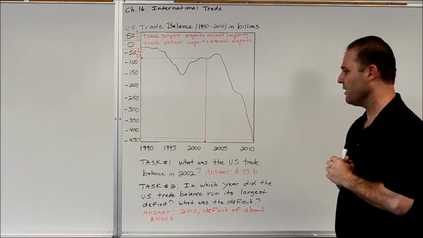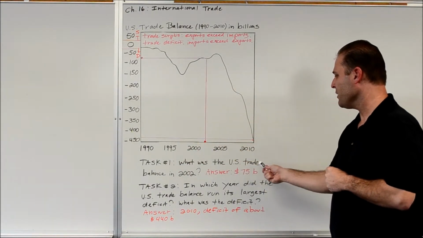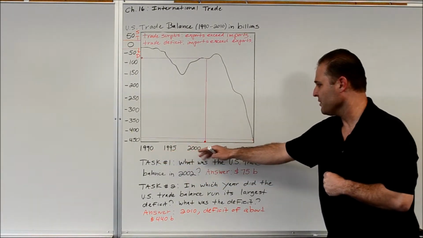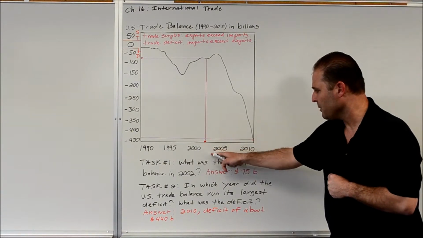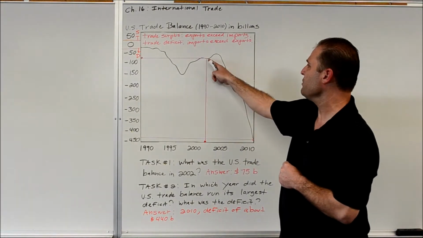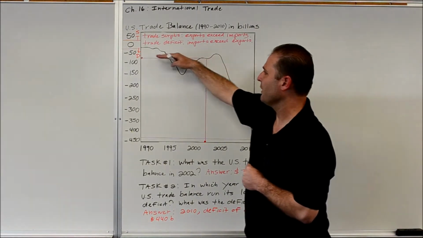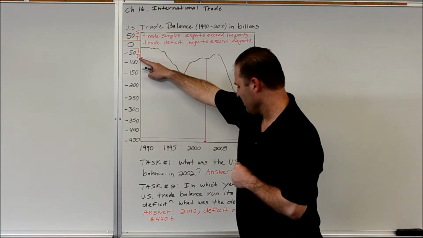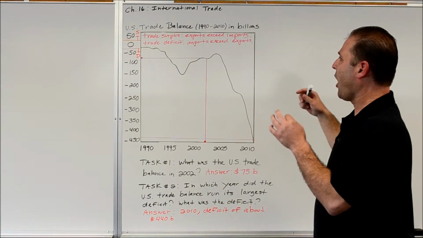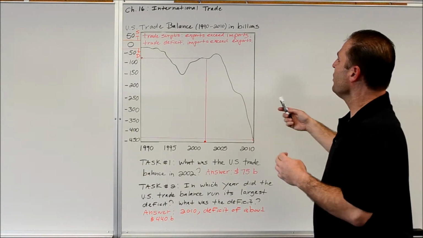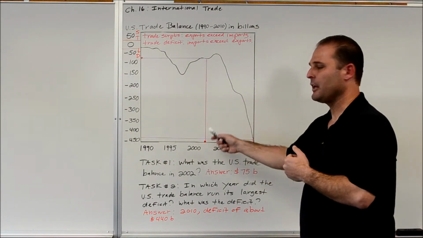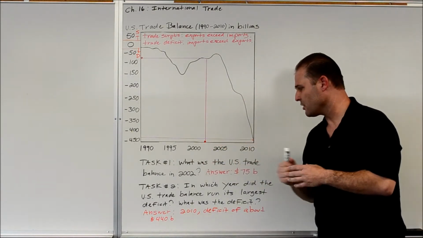So our first task asks us, what was the U.S. trade balance in 2002? So we have to look at our horizontal axis. 2002 would be right about here, between 2000 and 2005. We, of course, move up until it intersects with our line here, and then we have to look left for the dollar amount. That would put us at more or less 75 billion or so. So our actual trade deficit means that we actually import 75 billion more than we exported in the year 2002.